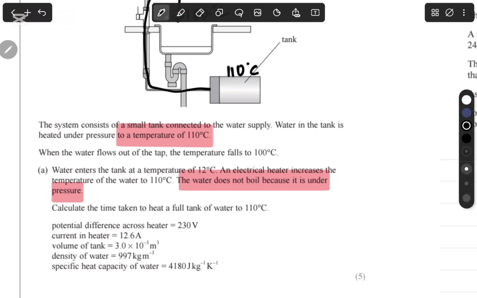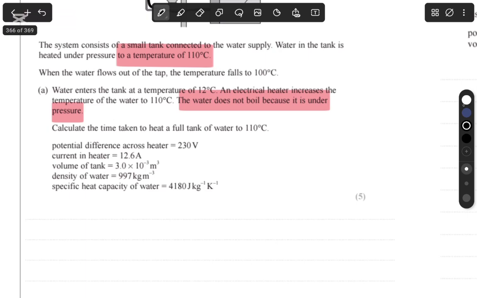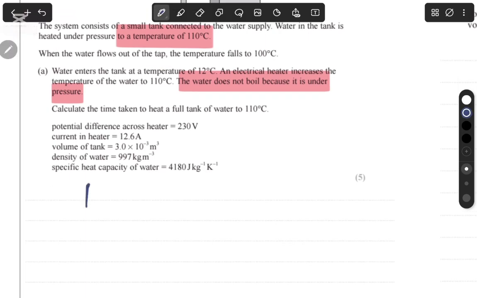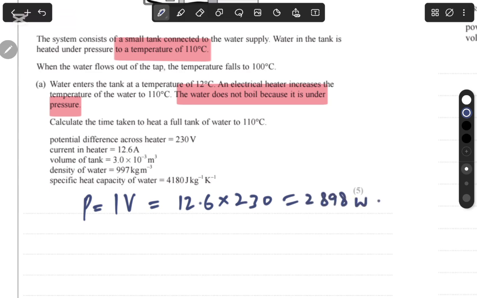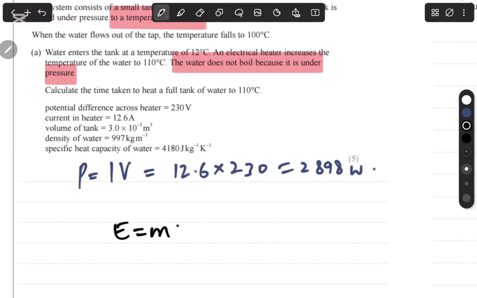It's only because of the heat transfer that occurs as the tank is heated, because of a current that flows through it, which comes from the power supply. The power supply is the one causing the heating of the tank. So first let's calculate the power of the power supply, which is P equals IV. I've plugged in the values: 12.6 times 230 volts is going to give me 2,898 watts.